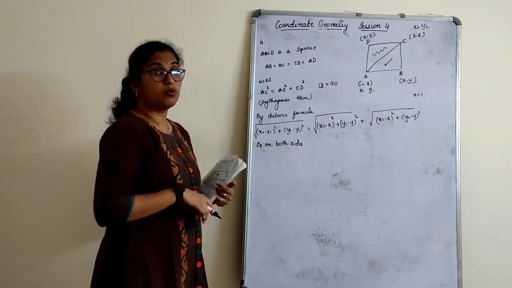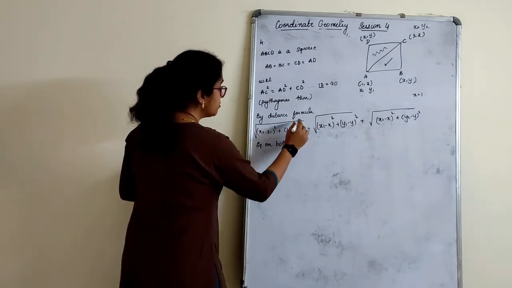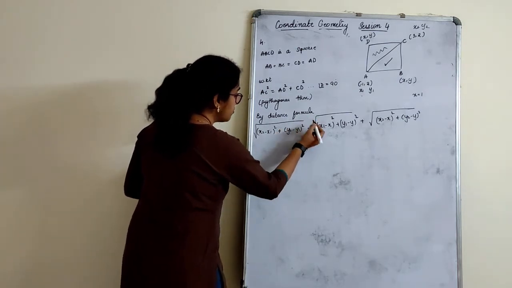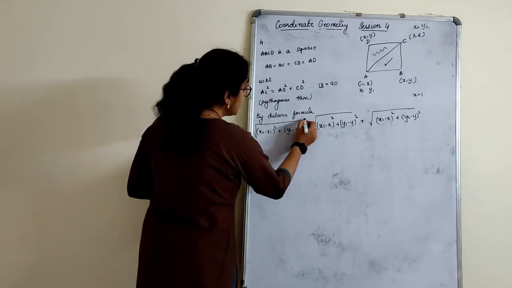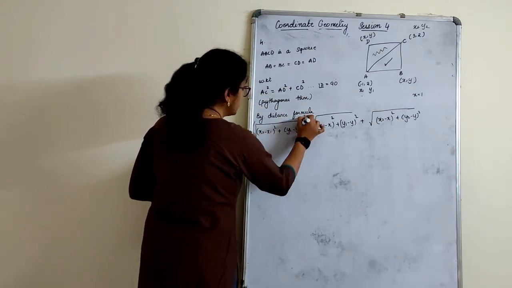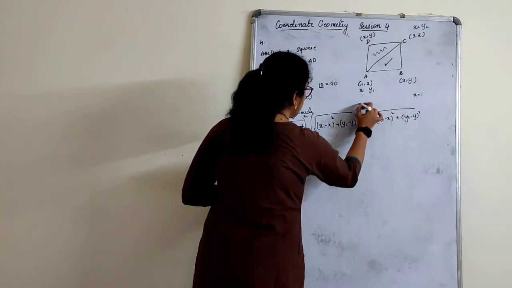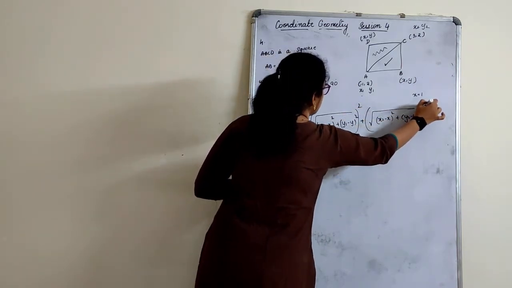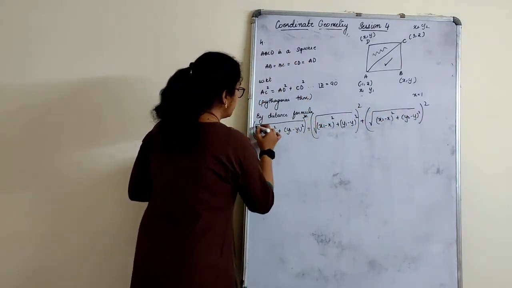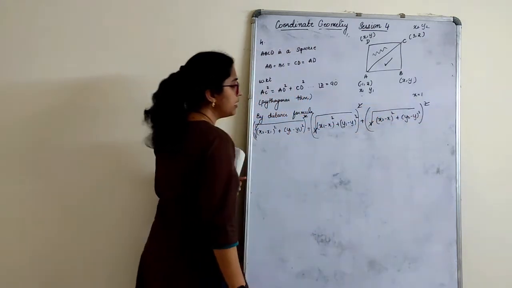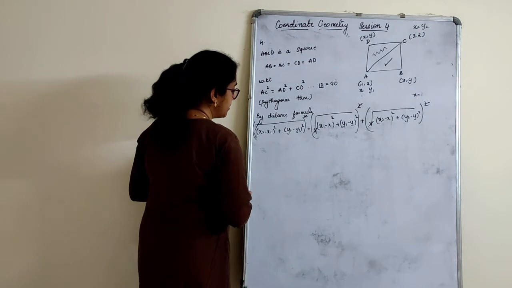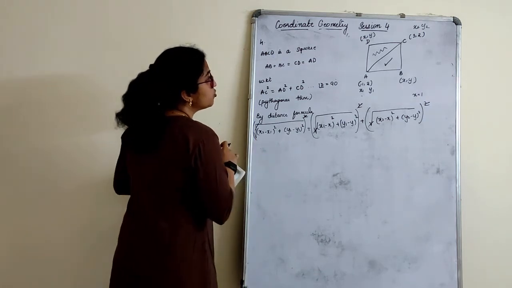Now you can say squaring on both sides. So square and root will get cancelled there, right? No, you cannot do squaring, because this itself is AC square. So instead of squaring, we already have a square. Square and root will get cancelled. What will remain? First simplify.